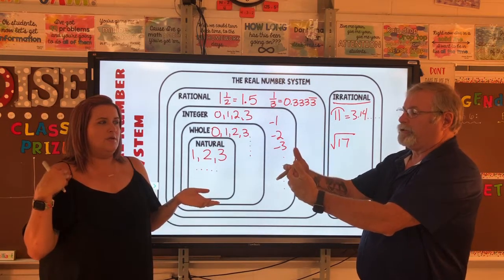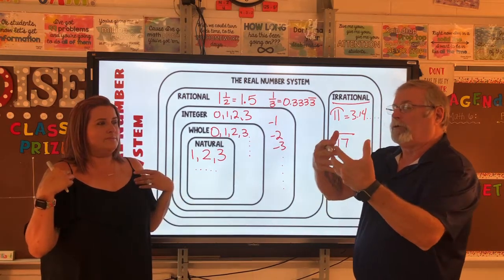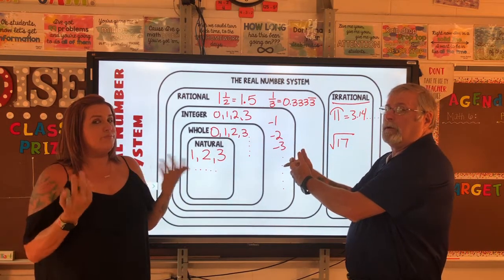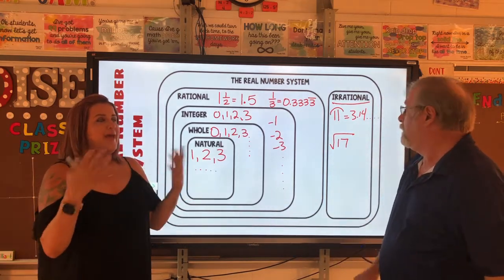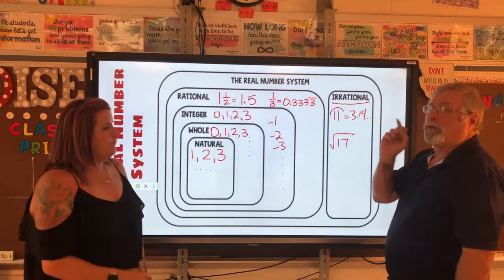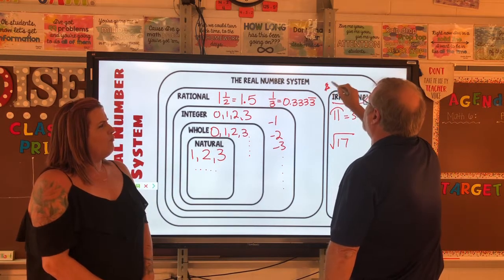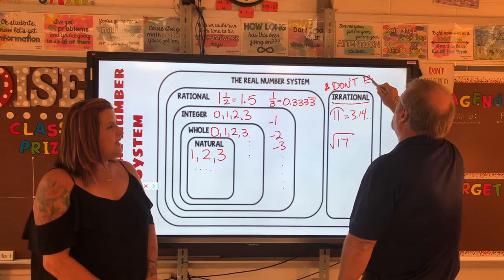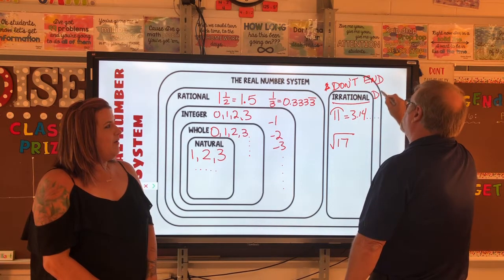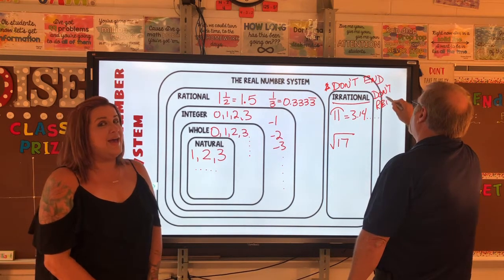However many digits your calculator will go, some go 8, some go 10, some go 12, it will just fill it up and then round the last number. Right, with no ending and no pattern to it. So the thing to know about irrational numbers is they don't end, and they don't repeat. And they really have no pattern to them, right?